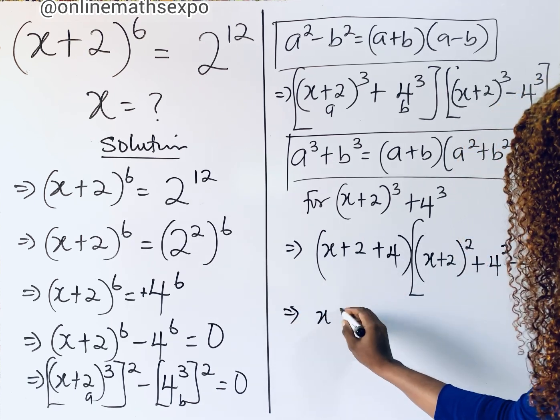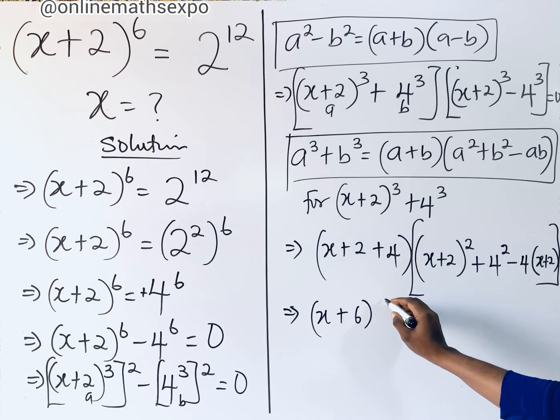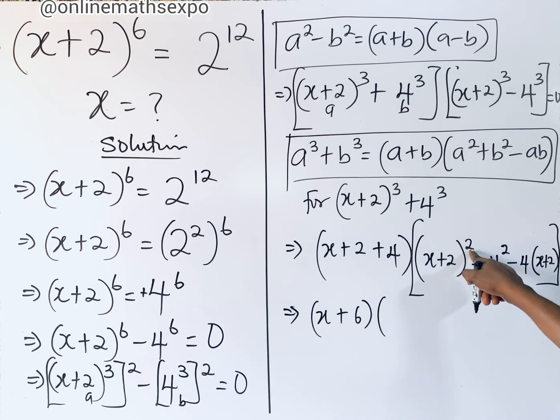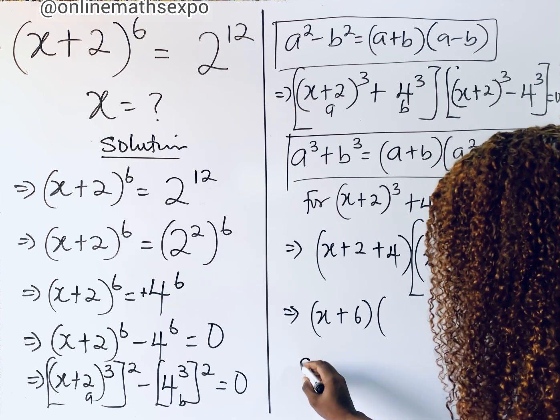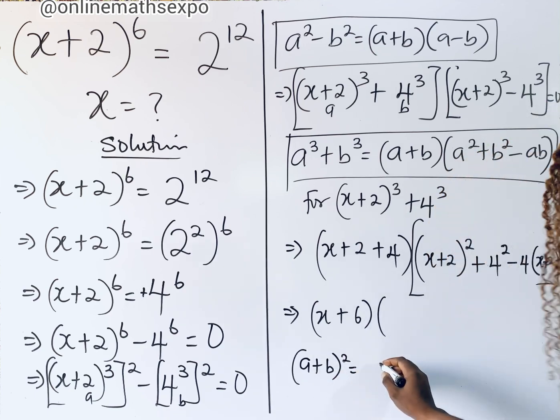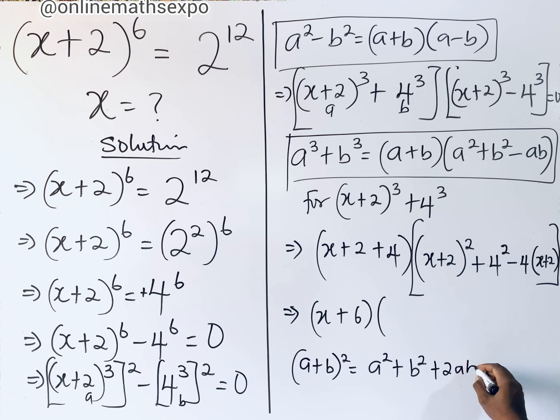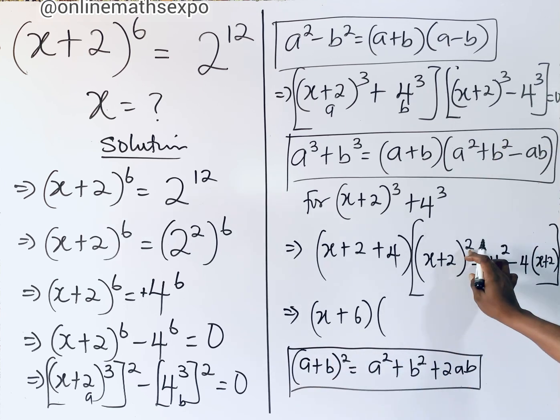This will give us x plus, add this, it gives you 6, into, now for this, you see what we have? We're going to expand this. So how do you expand this kind of binomial? Just remember that for every a plus b to the power of 2, it is a squared plus b squared plus 2ab. Okay, so we're going to apply this in expanding this.